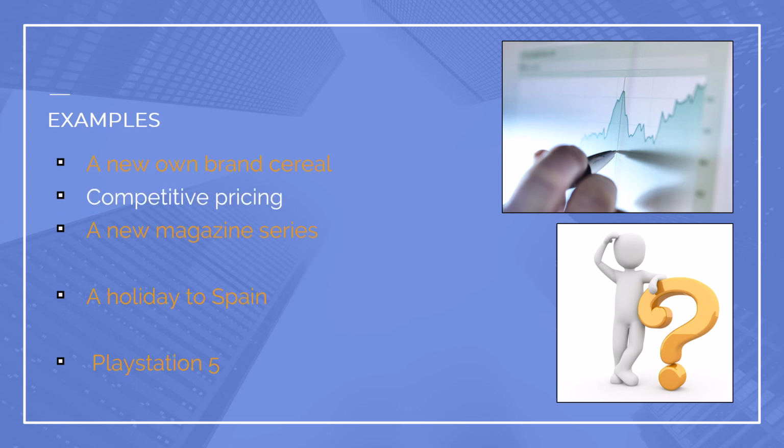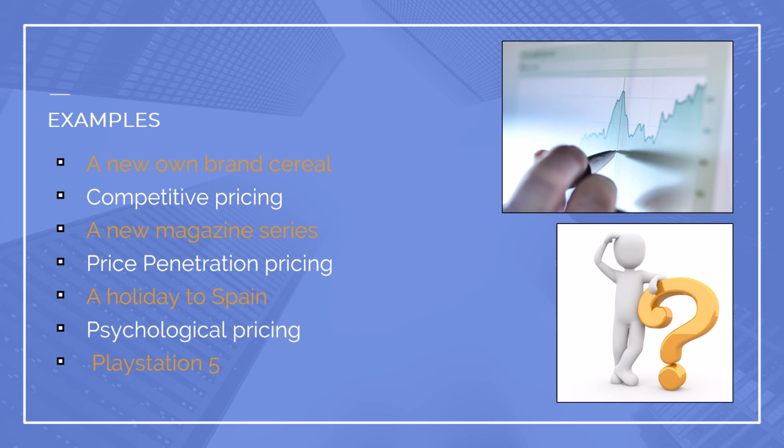New own brand cereal, so that would be like Sainsbury's own Rice Krispies or Asda's own Rice Krispies. The best one to use would be competitive pricing because you would compare it with the other supermarkets to see what they are doing. New magazine series would be price penetration because you want people to start buying that magazine and to get them hooked into that magazine.